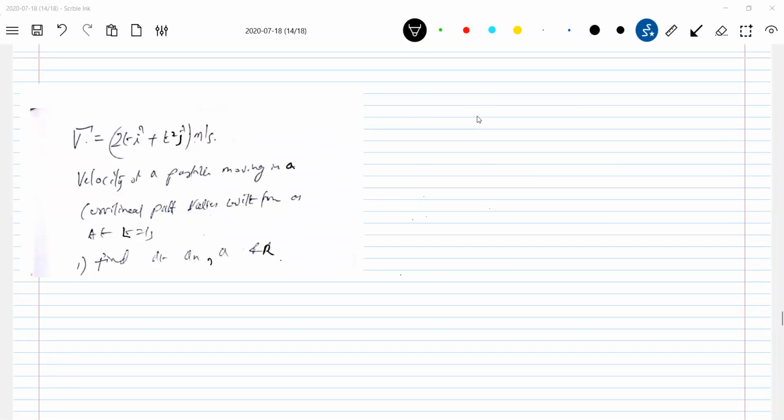Okay, let me begin like this. He has given the velocity of the particle, v bar equal to 2t i cap plus t square j cap. Let me differentiate this, dv bar by dt. This will be 2 i cap plus 2t j cap. So what is dv bar by dt? That is the basic definition of acceleration, a bar.